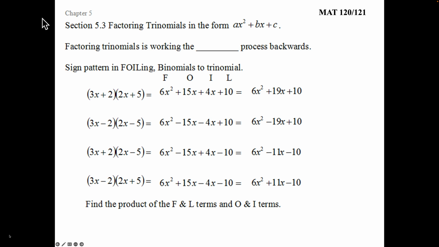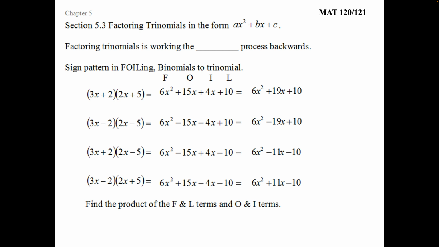All right, welcome to the 5.3 and 5.4 video. This one's probably going to be longer than 5.1 and 5.2 because there's a lot of patterns in here and you've got to pay close attention. So you might be re-watching some of these examples.